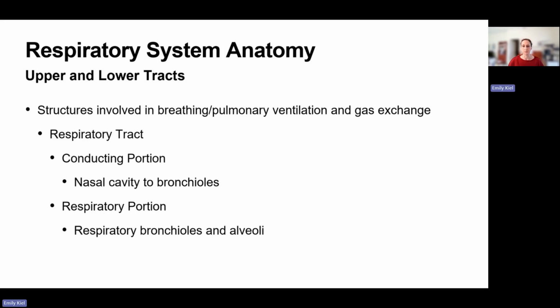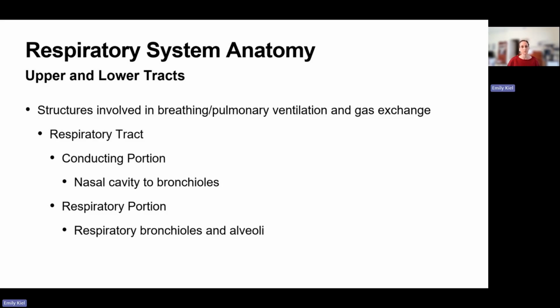So the respiratory system is divided into an upper tract and a lower tract. And these are structures involved in breathing, pulmonary ventilation, and then gas exchange. So we've got the respiratory tract. This is a large amount of the upper portion, and it is the conducting portion. So this is how we're going to get that air to and from the exchange surface. There's no gas exchange occurring here. It's just for transport. And so this moves from the nasal cavity to the bronchioles.